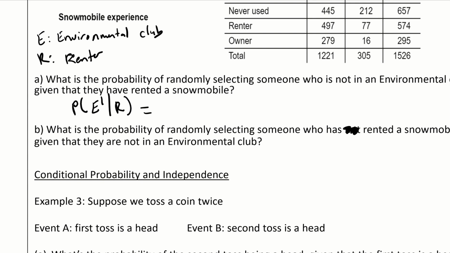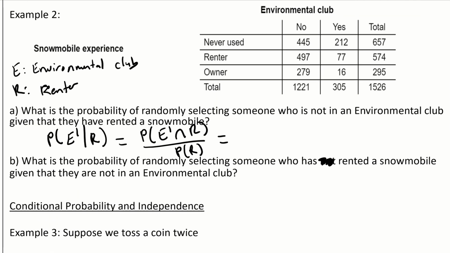So like we said earlier, we can calculate this by saying the probability that they both happen, right? Divided by the probability that they rent, right? You could do that, of course. And if you did that, you would get the same answer as what we're going to get now. Okay, I'm just going to get the answer right off the bat.